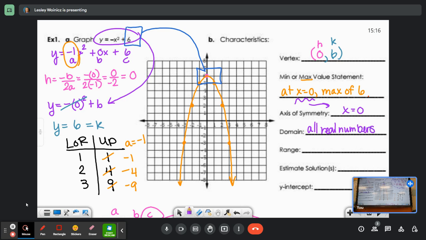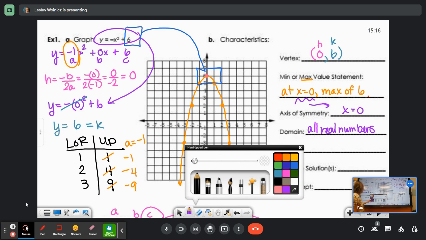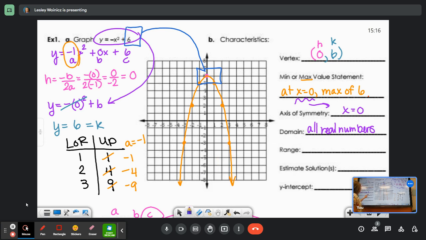All right, what about my range? Is it on and below my vertex or on and above my vertex? On and below. So my y values have to be what? Less than or equal to. Okay, y values less than or equal to 6.